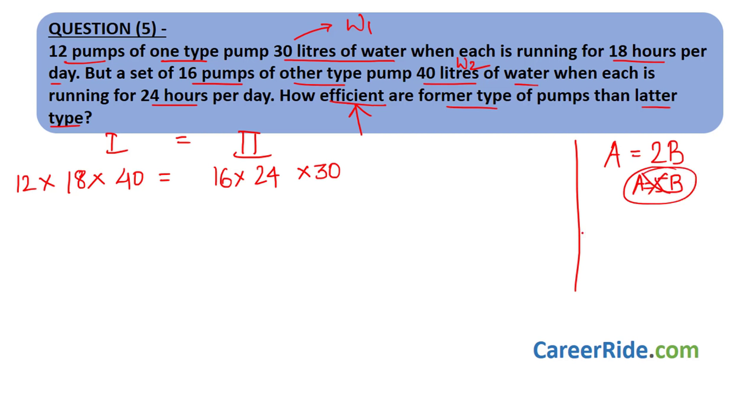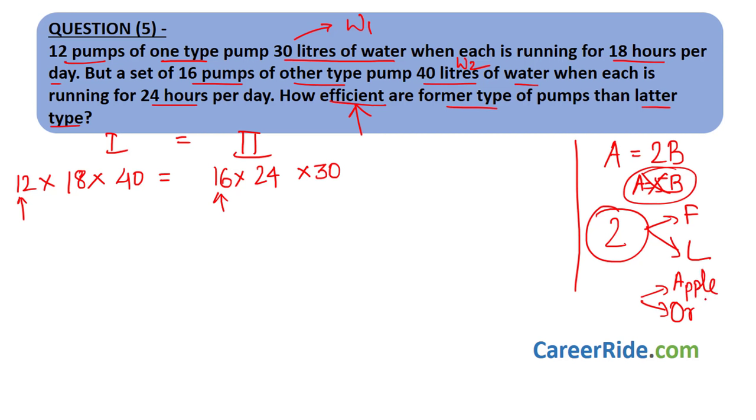Now over here, what we have to find out is how efficient the former type of pump is than the latter type. That means that there are two different types of pump. One is the former type, one is the latter type. So whatever we have written, 12 and 16, we cannot equate directly. It is like there are two types of fruits, one is apple and one is orange. Can we equate apples to oranges, like 16 apples are there and 20 oranges are there, and let's equate it? No, we can never do that.